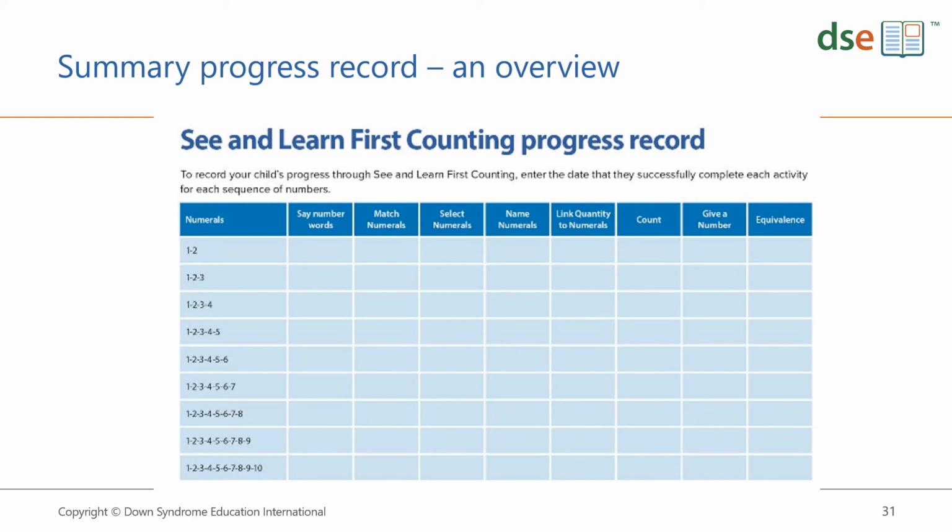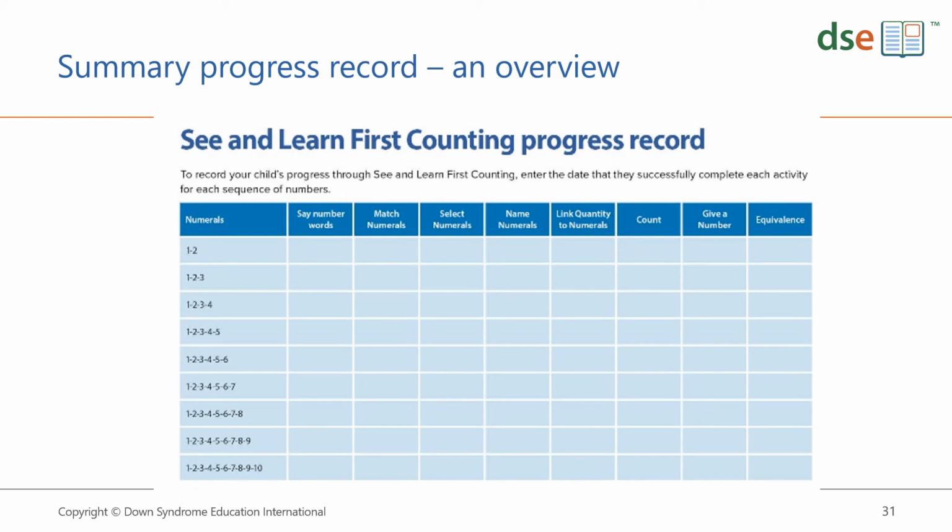Now, for each of the activities we've gone through, there's a record sheet. Okay. So for each specific activity, whether it's learning counting, learning cardinality, there is a specific record sheet for that activity. But we thought it might be helpful to give you an overview progress record, because I said earlier, once your child can say 1, 2, 3, and knows the numerals 1, 2, 3, then we may be linking quantities 1, 2, 3. So we'll be moving across this.